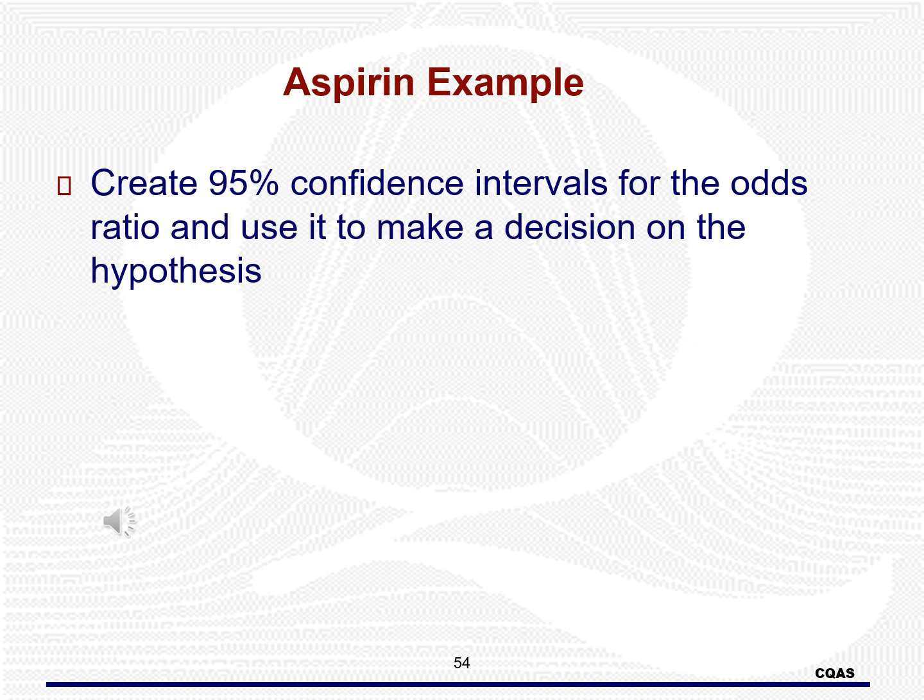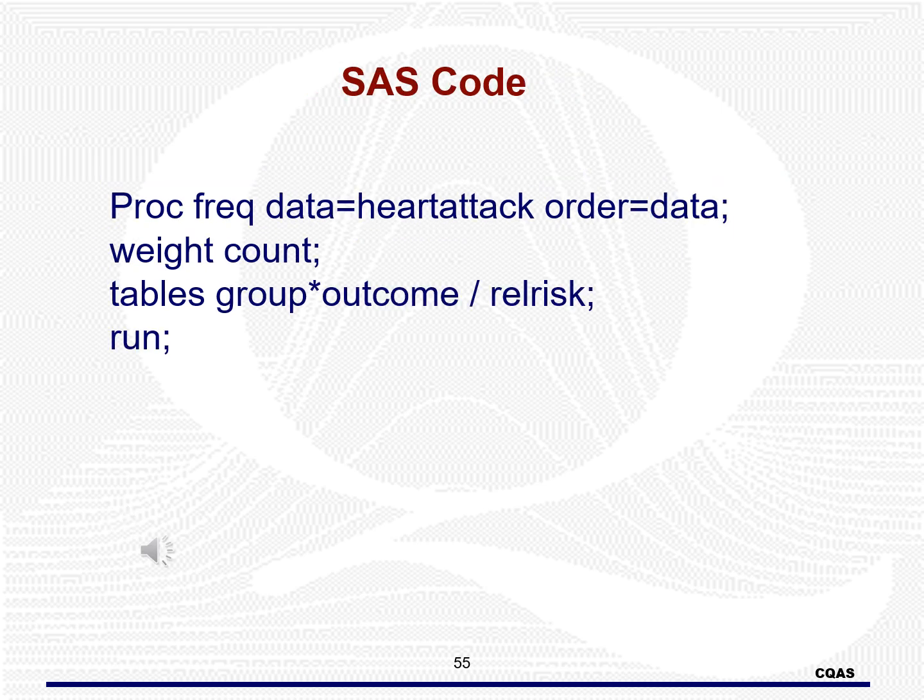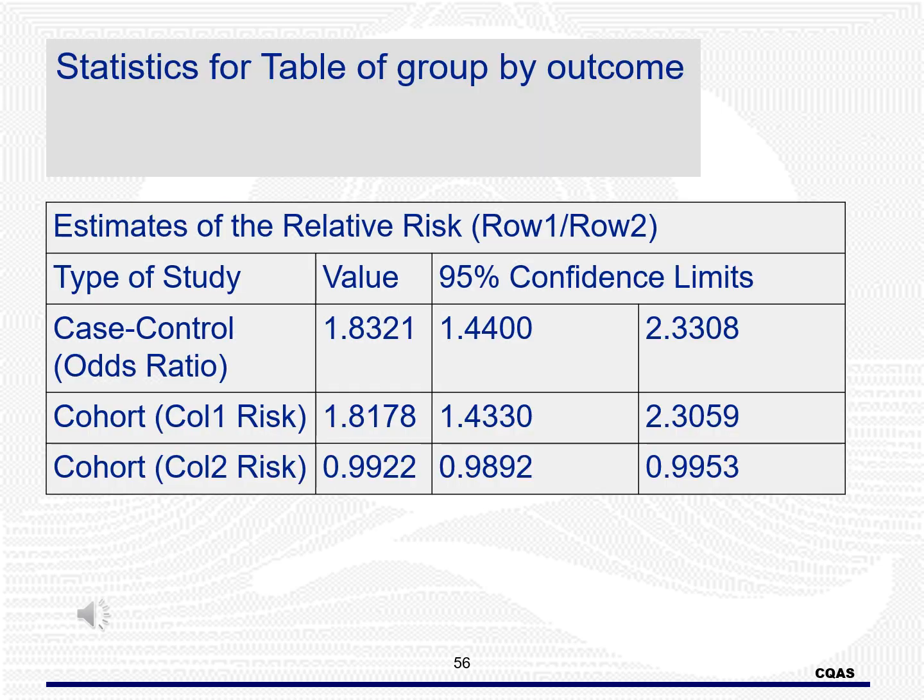Let's find the 95% confidence interval for the odds ratio. Here is the SAS code to do this. The results are on the next slide. Here are the results. Notice that we get intervals for both the relative risk and the odds ratio.